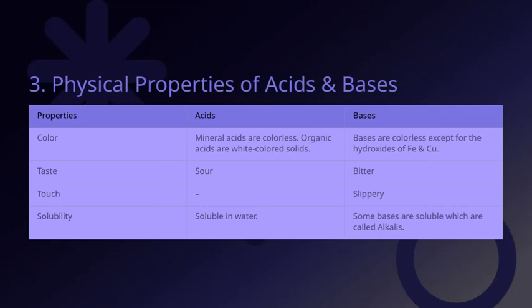Let's take a closer look at the physical properties of acids and bases. Starting with color, mineral acids are typically colorless, which makes them quite different from organic acids, which usually appear as white solids. When it comes to bases, they are generally also colorless, but there are exceptions, specifically with hydroxides of iron and copper, which can have distinct colors. Now, moving on to taste, acids are known for their sour flavor, which you might notice in lemon or vinegar. Bases, on the other hand, tend to taste bitter, like baking soda or soap.